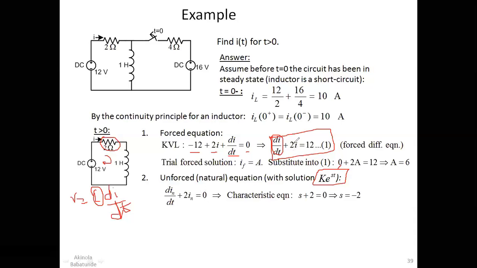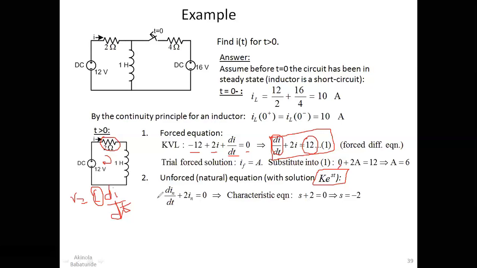For natural response, this is not going to be applicable. It will be equal to 0 because this DC, natural response, we are assuming the DC is not available. It's not in the circuit for natural response, because that is exactly where we started from. So this would be equal to 0. So the characteristic equation for this is s plus 2 equal to 0.